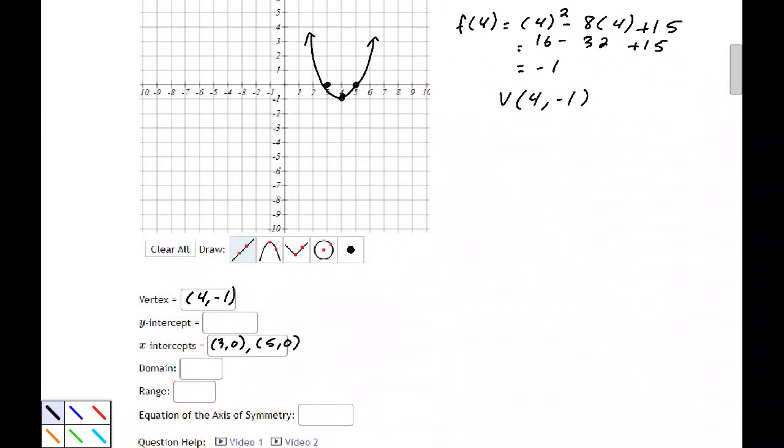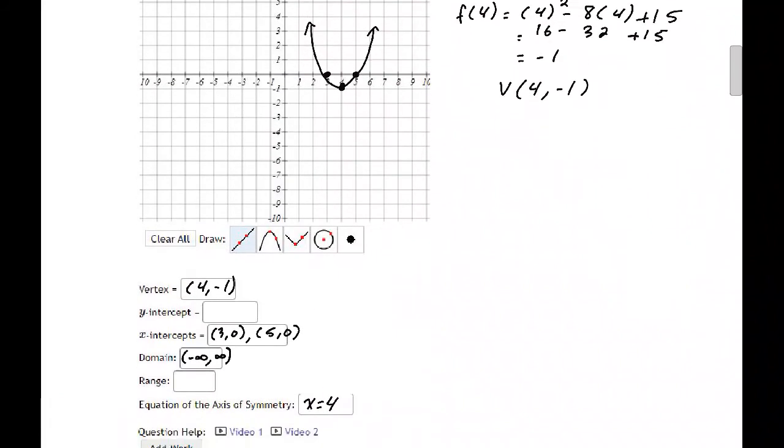Now, my vertex also tells me what the axis of symmetry is. The equation for the axis of symmetry is x equals 4, because the x value of my vertex is 4. The domain of every quadratic will be minus infinity to infinity. And of course, we never include the infinities. So parentheses, negative infinity, comma, infinity, close parentheses.